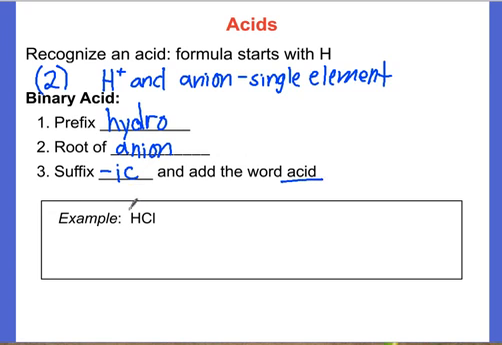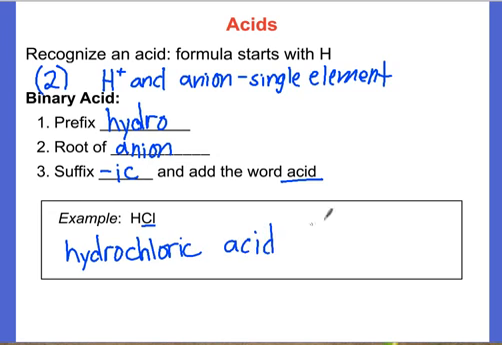So for instance here we have HCl. Well, there's only two elements. There's a hydrogen and there's a chlorine. So we know that that's why we have a binary acid. So we write hydro. Then the root of chlorine is chloro, or chlor. And then we add -ic, acid. So HCl is hydrochloric acid.